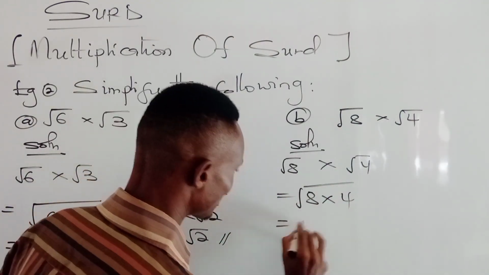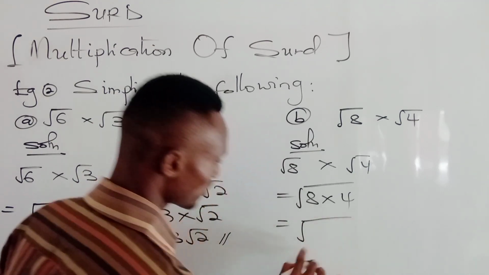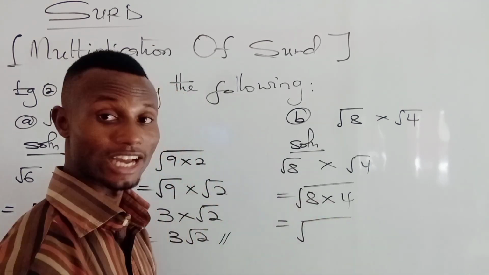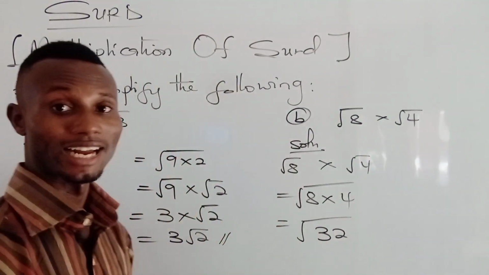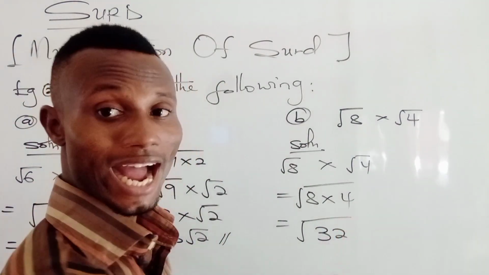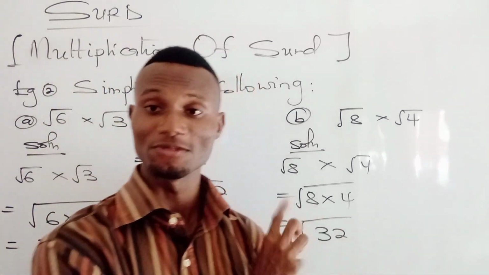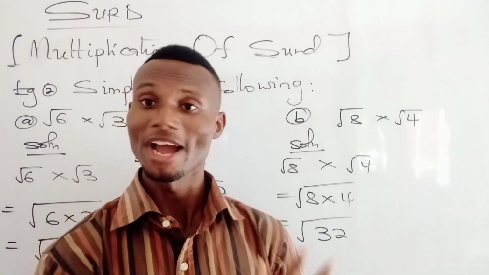The same process. The values will come under one square root sign. So let's go ahead and simplify that. Now I have my square root sign there. 8 times 4 gives 32, so we write our 32. I hope you understand up to this point. Now we are not done, because the square root of 32 you can simplify further.